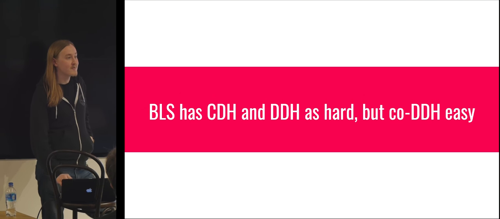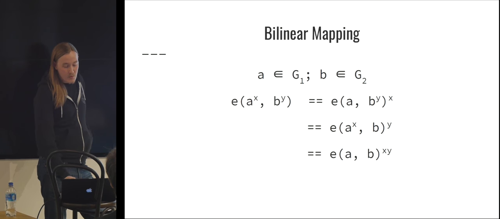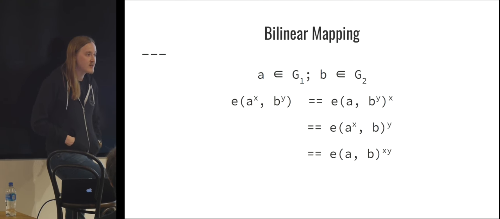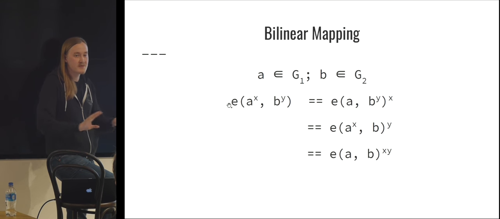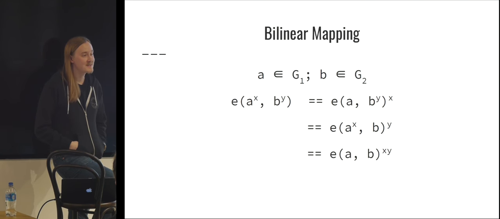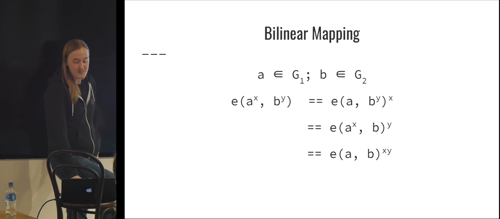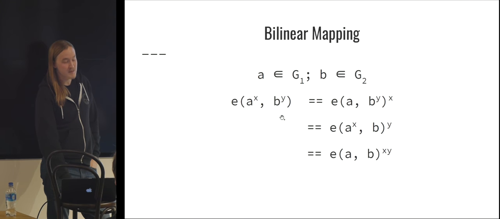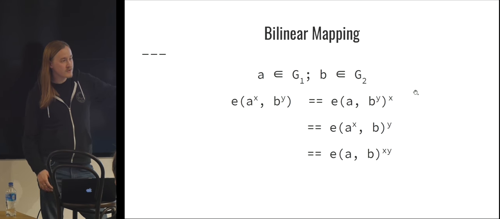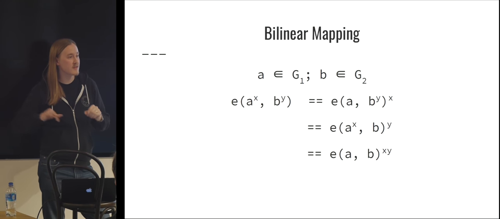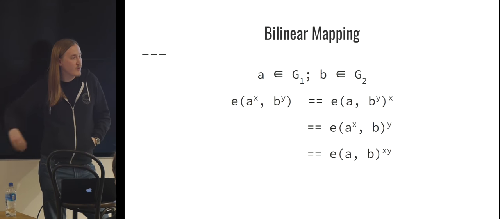All right, so what we can do is define a special function called a bilinear mapping. The bilinear mapping is a function, and you don't have to worry about what it does. For practical purposes, it creates a function with this incredibly special property, where you have a to the x and b to the y equal to a and b to the y to the x. So this takes an element from the first group and an element from the second group and maps them into a third group.